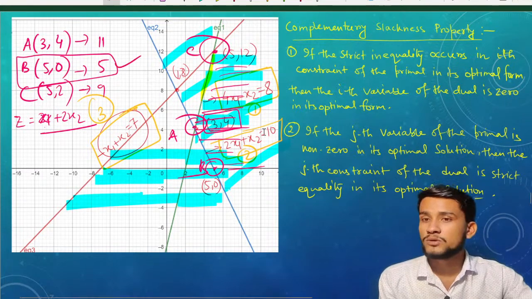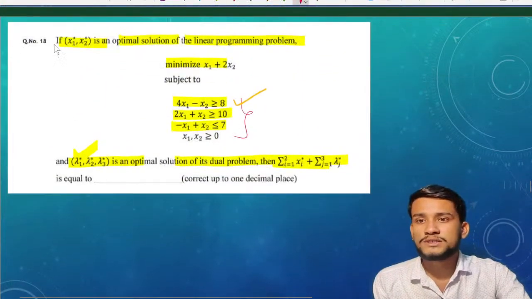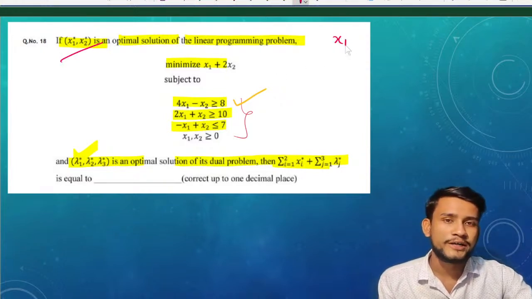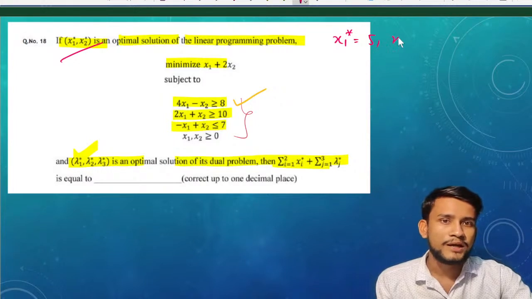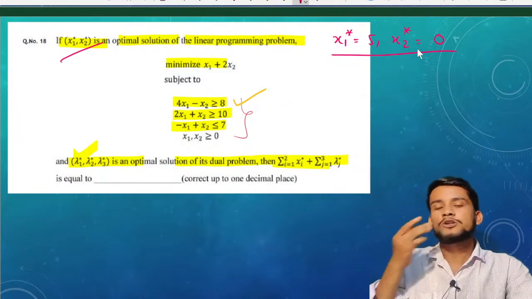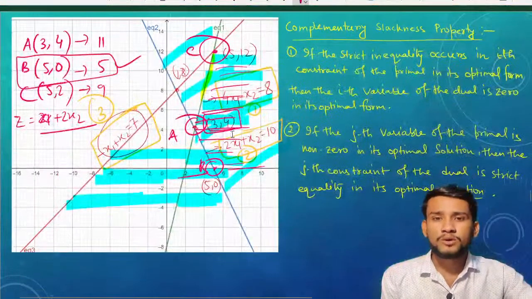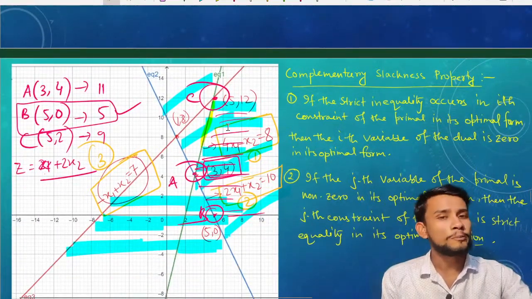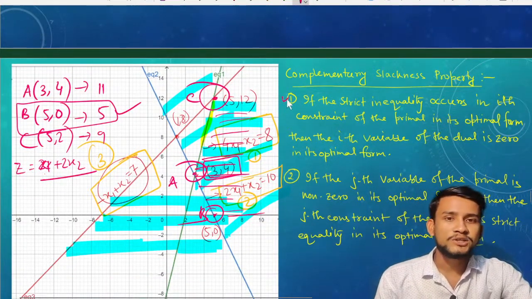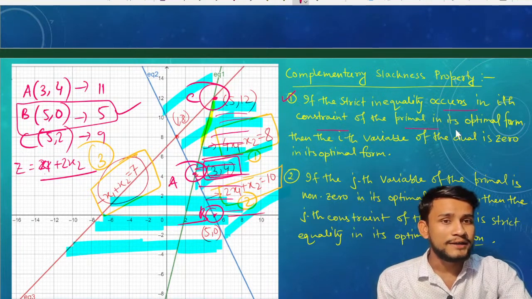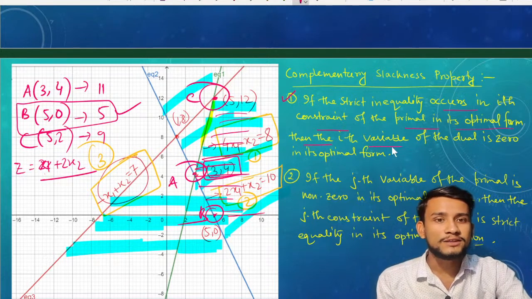That means x1 star equals 5 and x2 star equals 0. Since x1 star and x2 star are the optimal solution of the primal problem, (5, 0) is the optimal solution of the primal problem. Now we apply the complementary slackness property of duality. It says that if the strict inequality occurs in the ith constraint of the primal in its optimal form, then the ith variable of the dual is 0 in its optimal form.